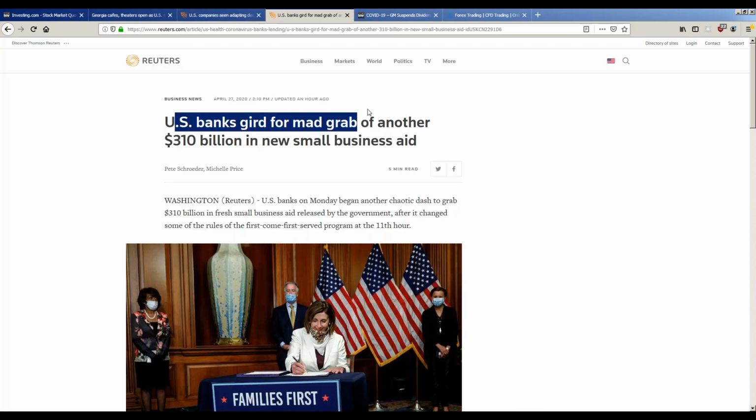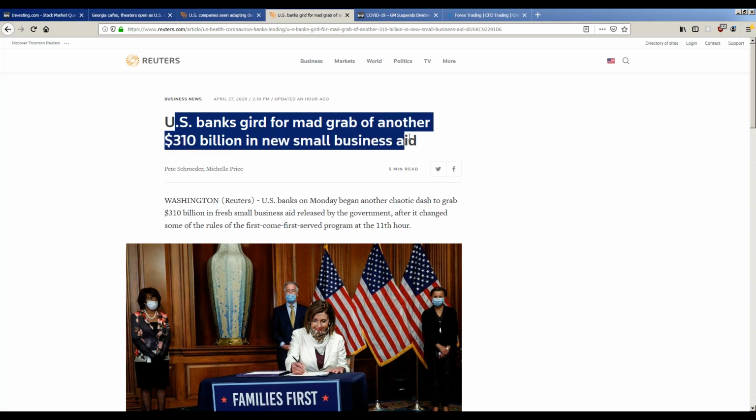U.S. banks gird for mad grab of another $300 billion in new small business aid. That passed just late last week. Okay, so more aid from the US government to US companies, to businesses, small businesses, so that they can continue to pay their employees even while they're quarantined, so they can stay open and pay their bills and be on their feet when these states that we see are reopening. The businesses haven't had to shut down because the US government passed first over a $2 trillion aid package and now another $300 billion aid package, and they're saying they'll do more if needed. So this is giving the markets, at least US markets, confidence.